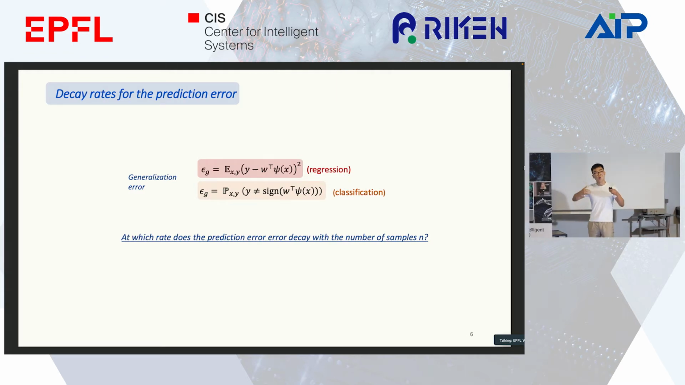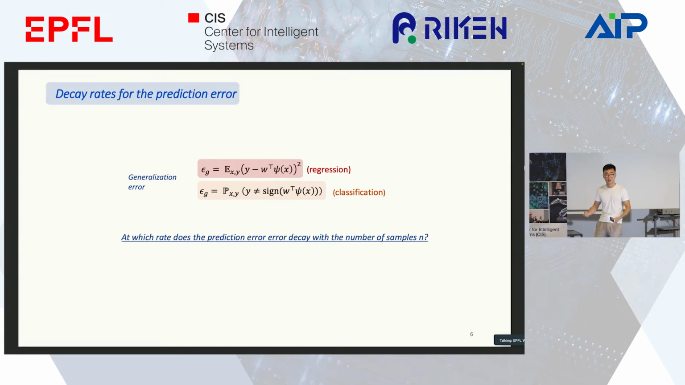How well your kernel method actually learns the data set is measured by its generalization error, which for regression is the mean distance between the true label and what your model predicts, squared. And for classification, it's the probability that your model makes a mistake on a fresh test sample and wrongly labels it. Of course, the more samples you have in your train set, the more information you give to your model, the better it learns, the smaller its prediction error.